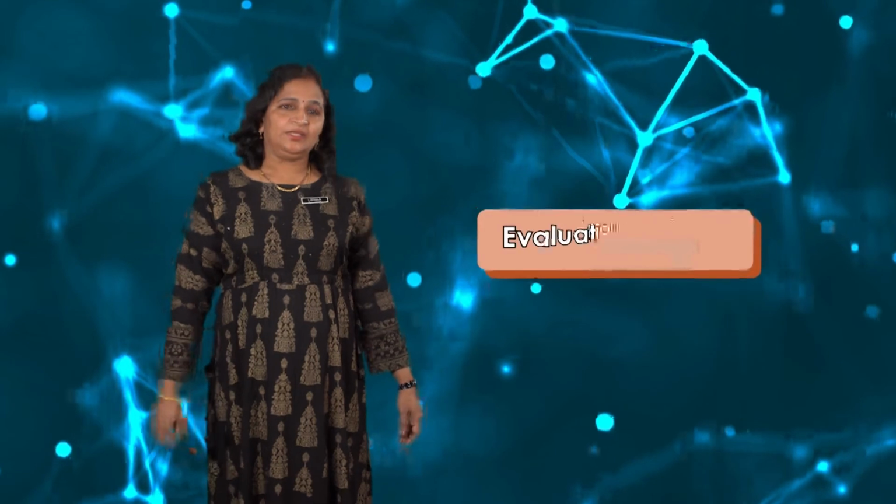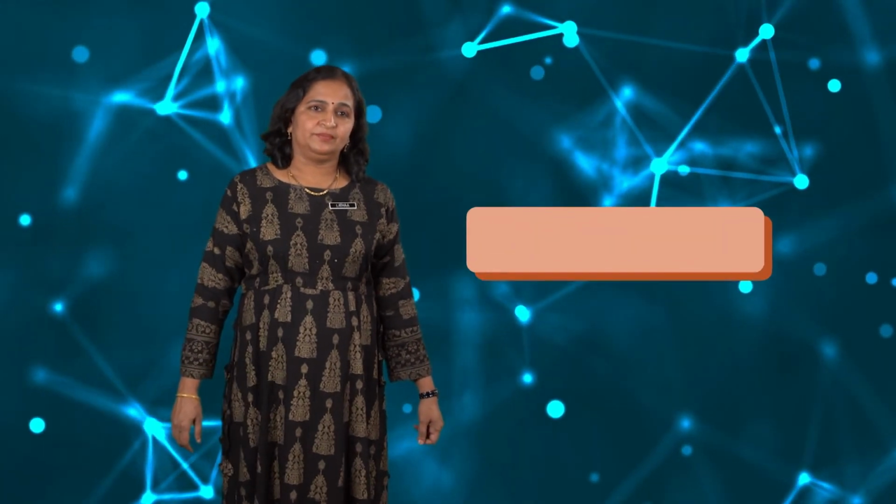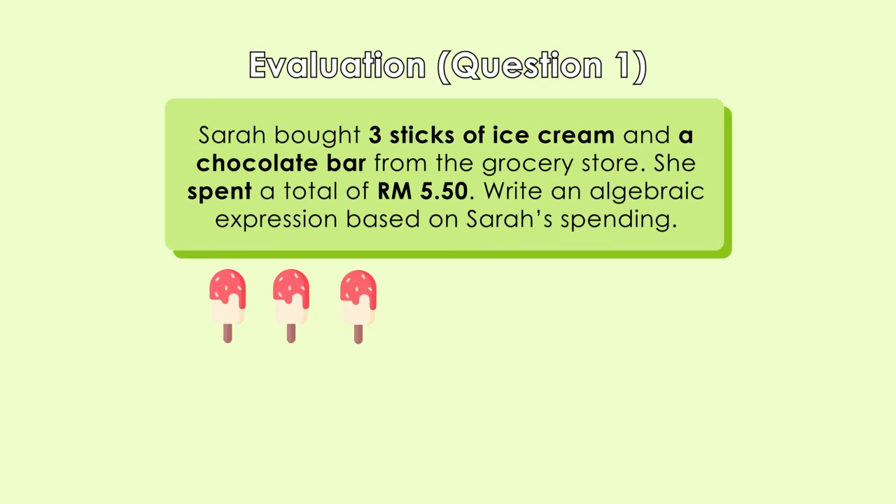Well done, girls and boys. Now it's evaluation time. Sarah bought 3 sticks of ice cream and a chocolate bar from the grocery store. She spent a total of 5 ringgit and 50 cents. Write an algebraic expression based on Sarah's spending.